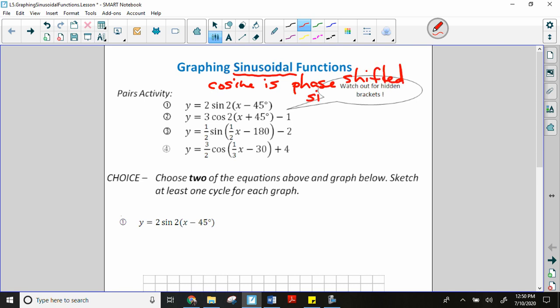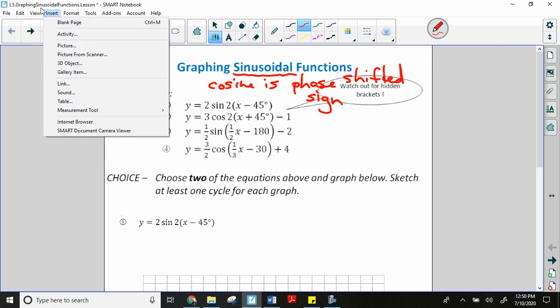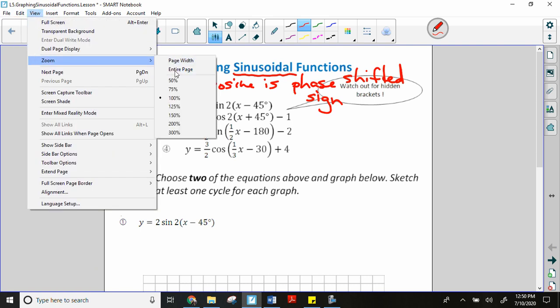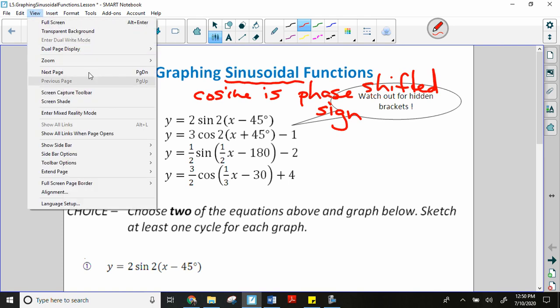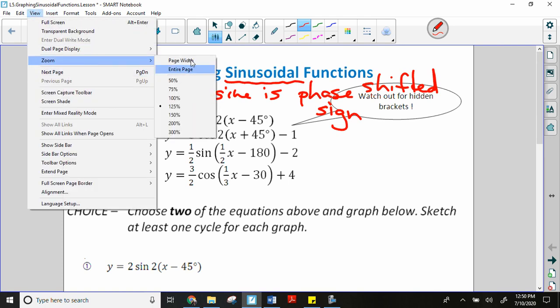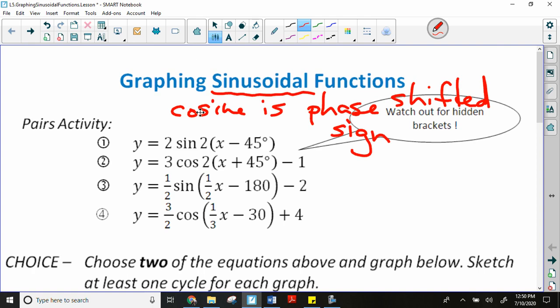This isn't very big, is it? Let me try and zoom this in a little bit more. So when we're using this, we are still going to use our, let's just, there we go.